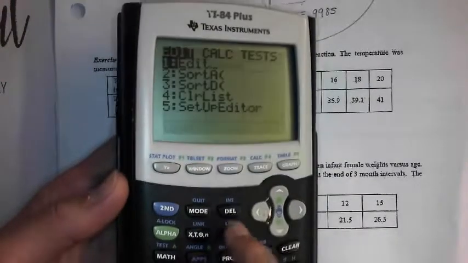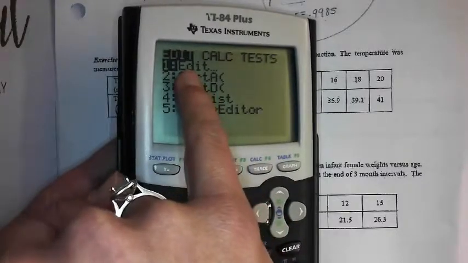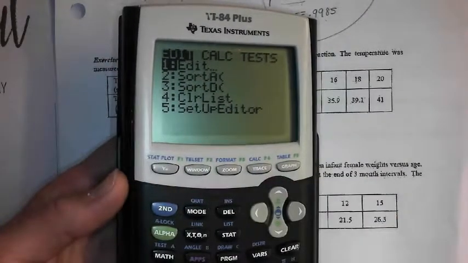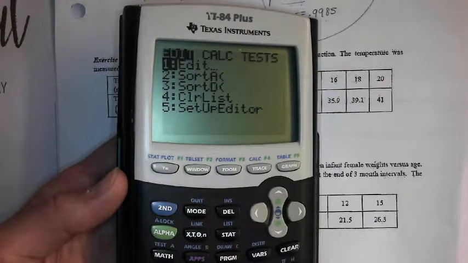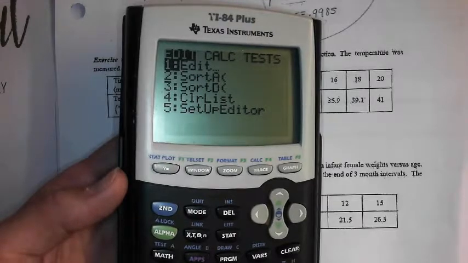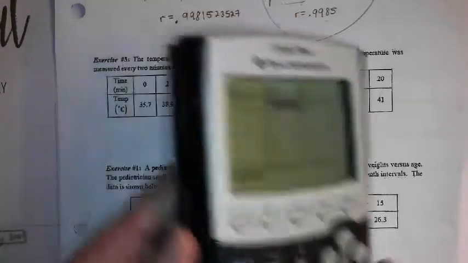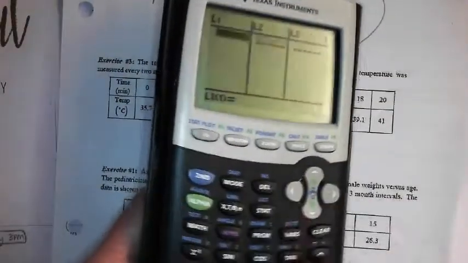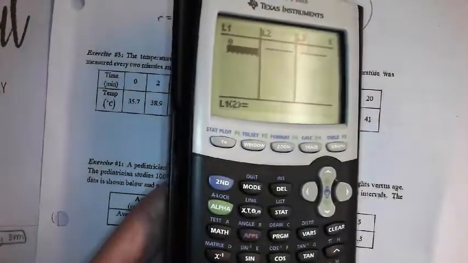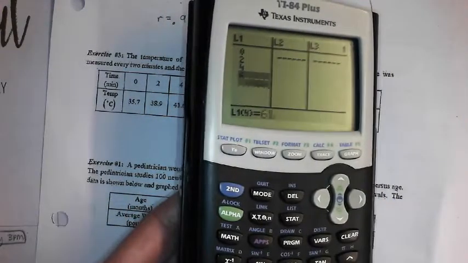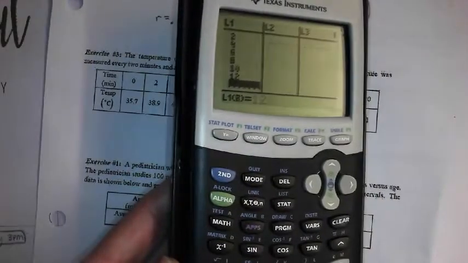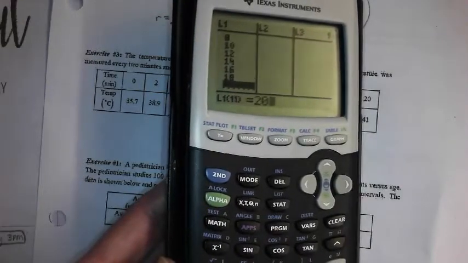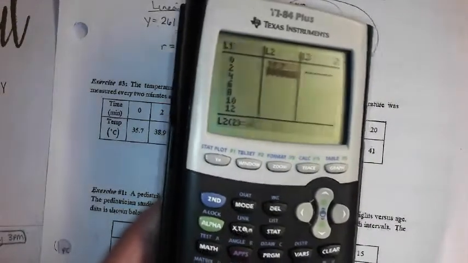Stat. Same place and then edit. Same place we typed in stuff when we were running our one variable statistics to get the mean, median, mode, all that stuff. So edit. So this next one, temperature, every 2 minutes. So in my X column, I'm plugging all those times. And the temperature in Celsius.